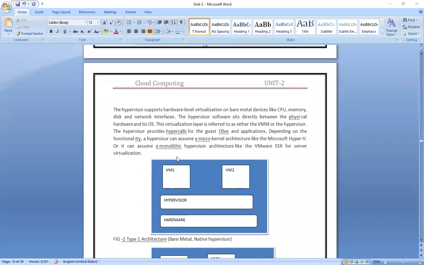Depending on the functionality, a hypervisor can assume a microkernel architecture like Microsoft Hyper-V, or it can assume a monolithic hypervisor architecture like VMware ESX for server virtualization. Which one is the type 1 hypervisor?